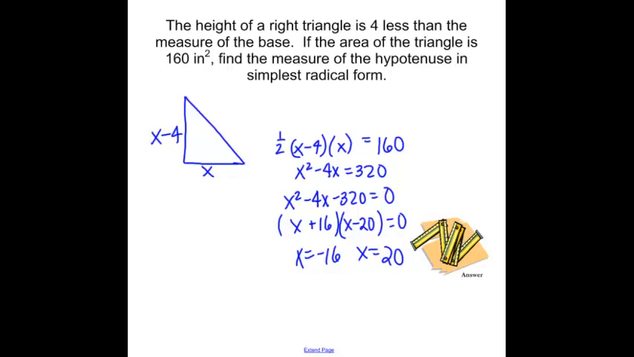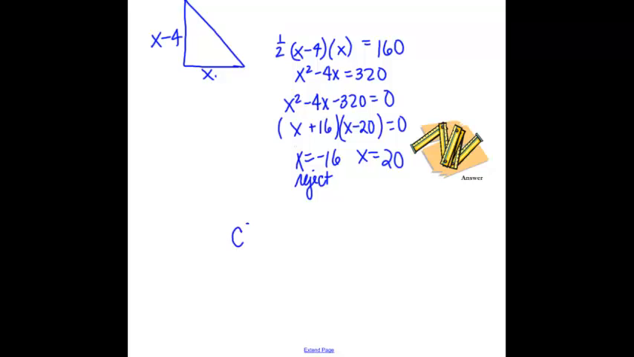Here's where I show reject a negative value for x, and then I can go ahead and find my hypotenuse. C squared equals 20 squared plus 16 squared. So if I solve that, I get c squared equals 656. Taking the square root of that, you would get 4 radical 41.